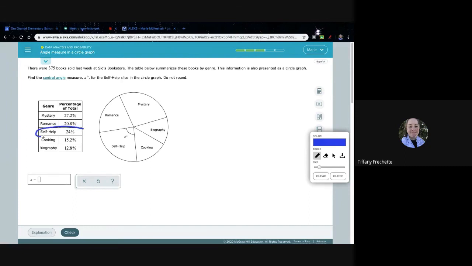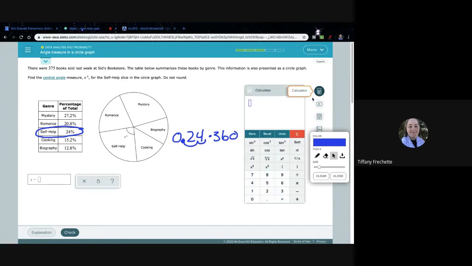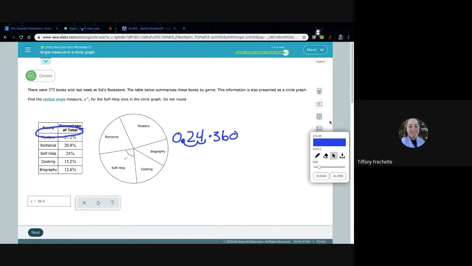So we're just going to go to the self-help. We know it's 24%. So if we're talking about the whole pie, the 375 books, it's 24% of that. We need to figure out what degree it is for this slice. So we're going to take 24% and multiply by 360. Remember to move it 2 decimal places before typing it into your calculator. So we get 0.24 times 360 equals 86.4 degrees. Check. All right, we finished another one. Yay.